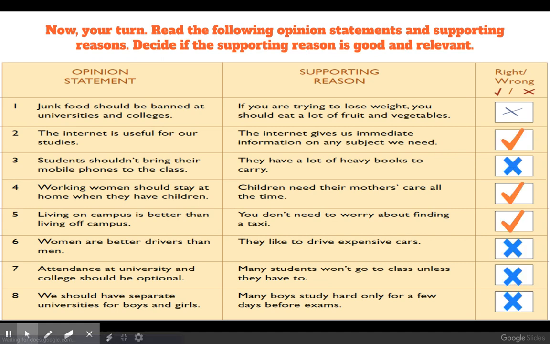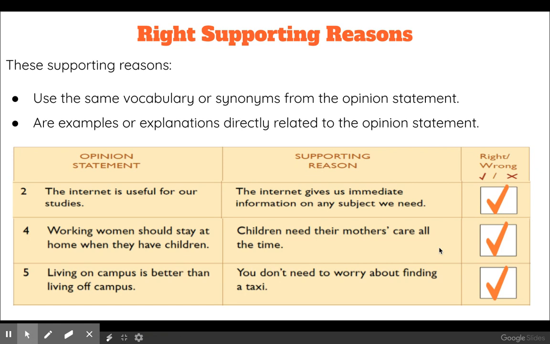All right, you think you got them all right? Let's check them. Okay, so 2, 4, and 5, these are all good supporting reasons. 3, 6, 7, 8, not so great. Let's look at why. So let's look at these supporting reasons. Why are these good support?